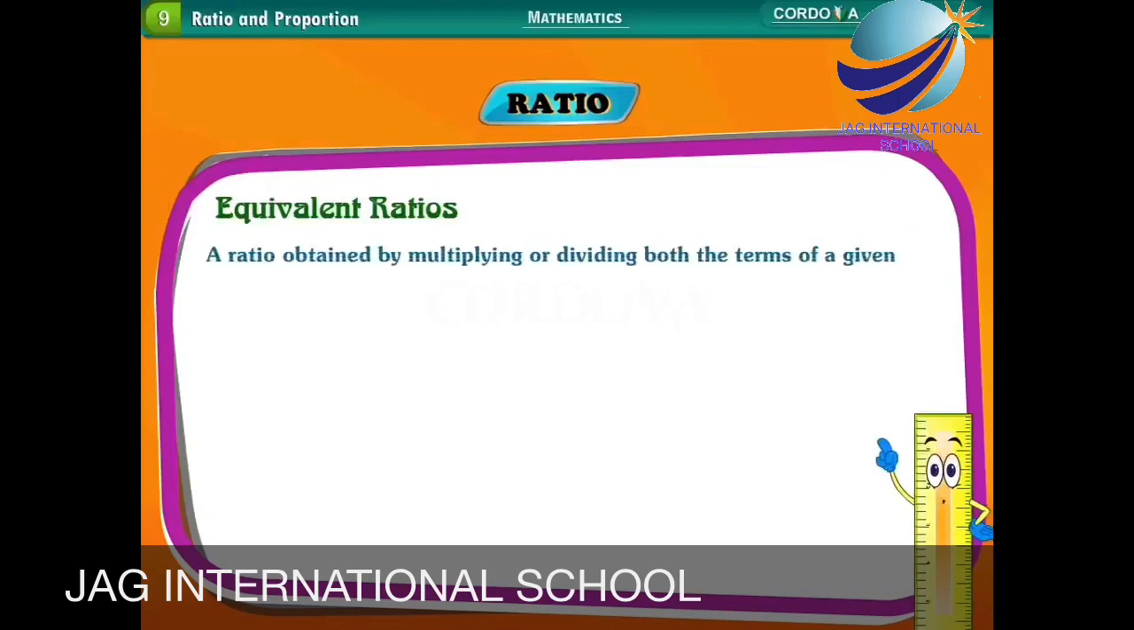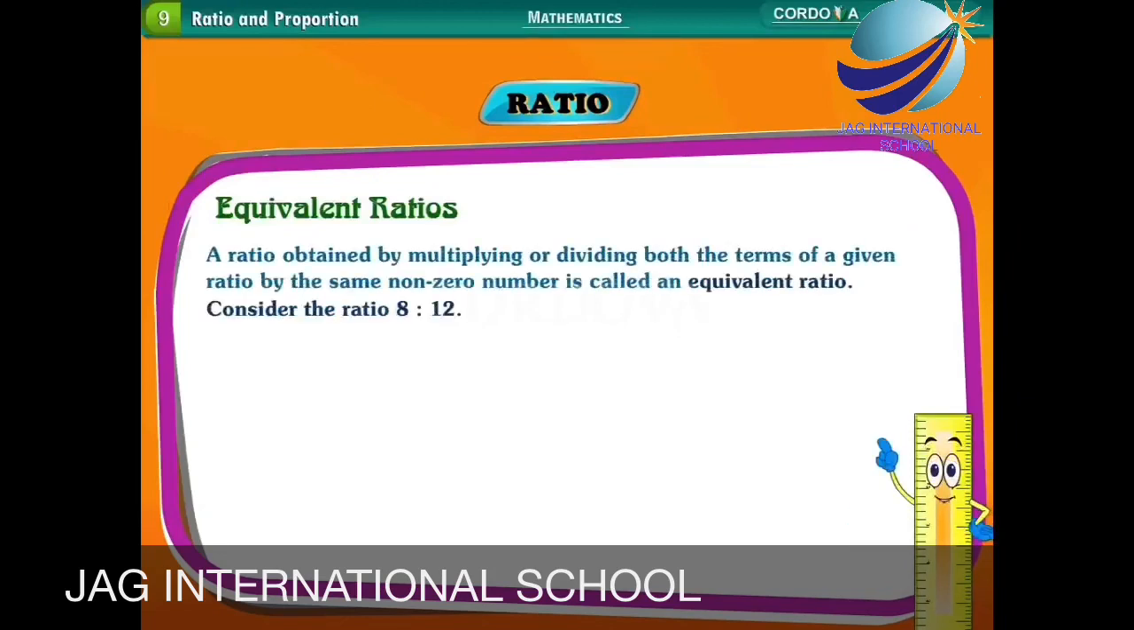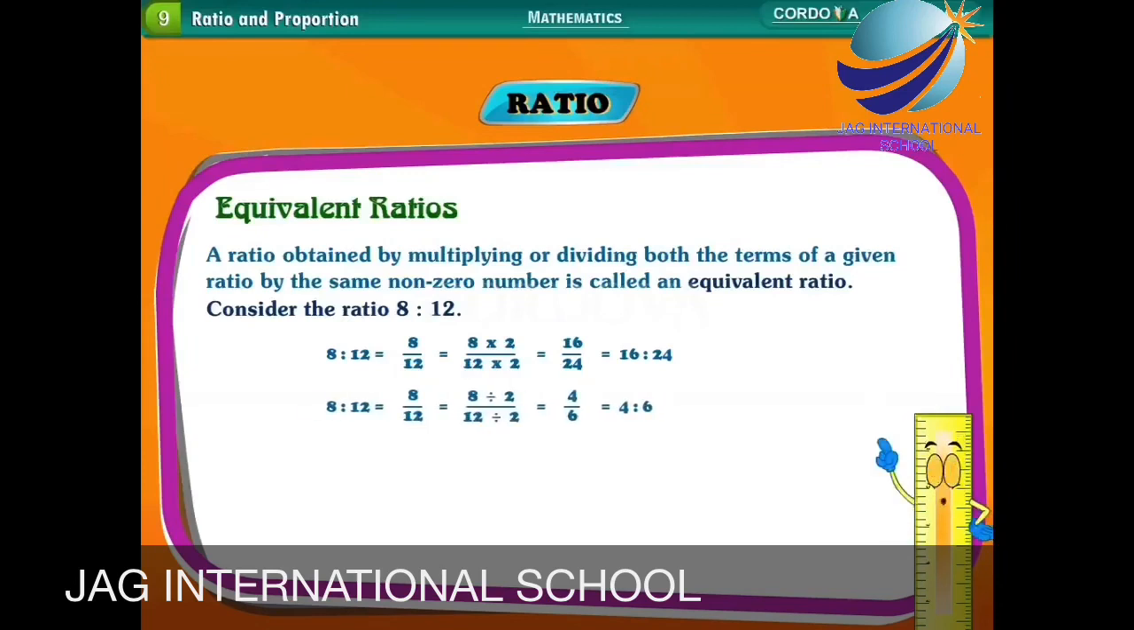Equivalent ratios. A ratio obtained by multiplying or dividing both the terms of a given ratio by the same non-zero number is called an equivalent ratio. Consider the ratio 8:12. 8:12 is equal to 8 upon 12, which is equal to 8 into 2 upon 12 into 2, which is equal to 16 upon 24, which is equal to 16:24. 8:12 is equal to 8 upon 12 is equal to 8 divided by 2 upon 12 divided by 2, which is equal to 4 upon 6, which is equal to 4:6.